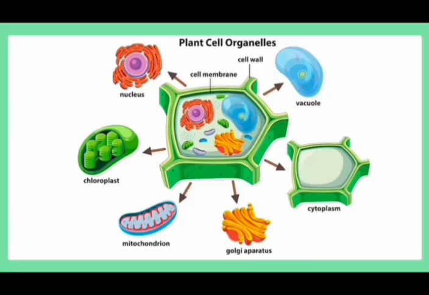So, today we have learned about the structure of a plant cell, which includes cell wall, cell membrane, cytoplasm, nucleus, mitochondria, Golgi apparatus, vacuole, and chloroplast.